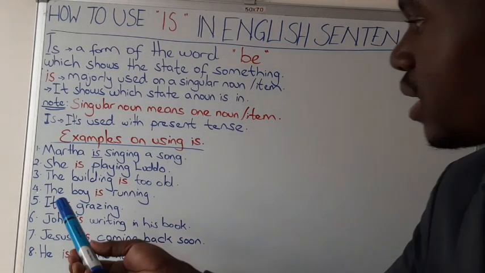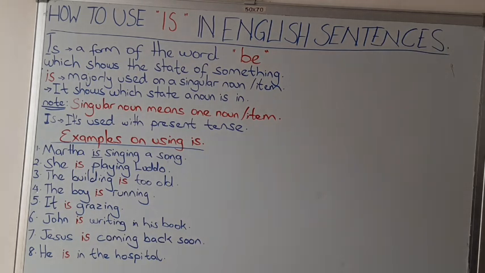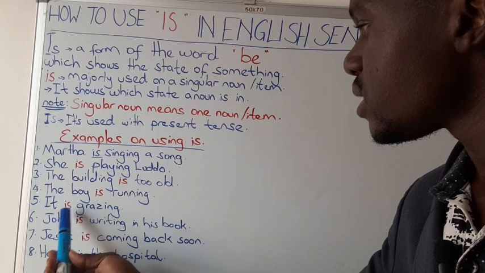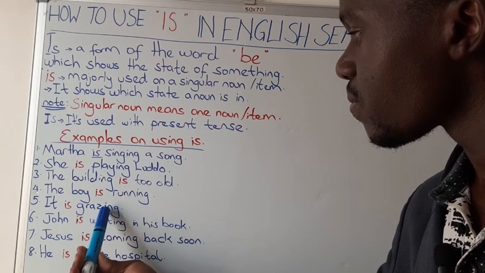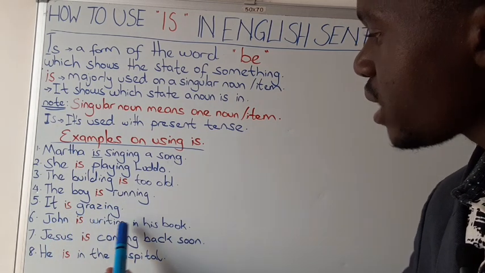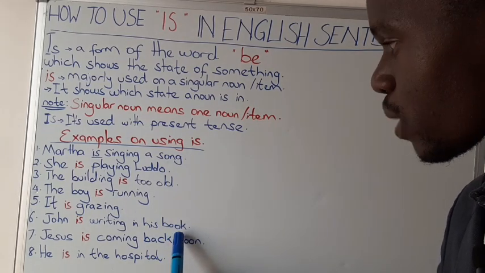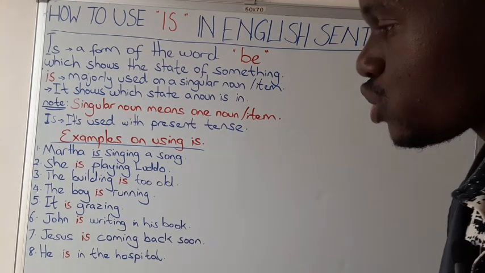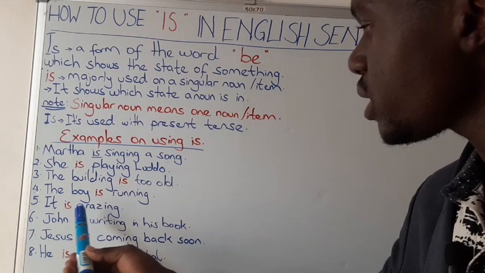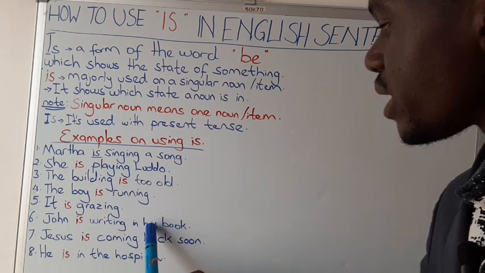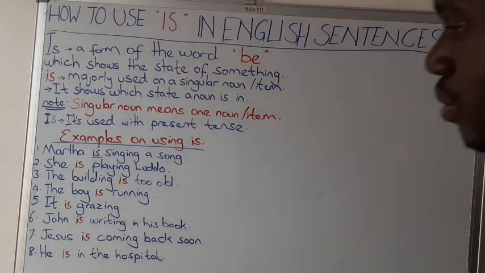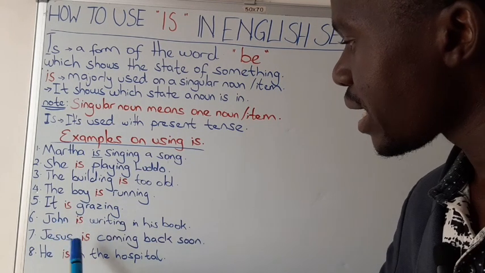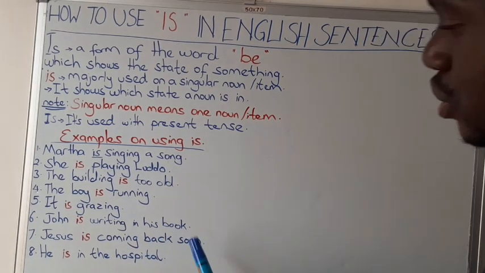Another example, it is grazing. For example, the animal or a goat, it is grazing. You say "it is" because it is one. It is grazing. John is writing in his book. Once again, John is writing in his book because he's doing the activity alone. That's why we use "is". Okay, another one. Jesus is coming back soon. This is a common phrase.